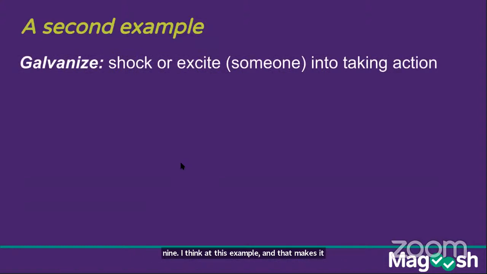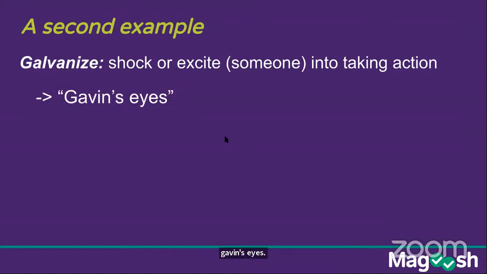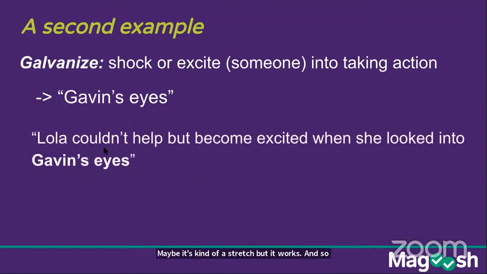Now, how about another example? Galvanize, which means to shock or excite someone into taking action. We also do this to metals to make them more rust resistant. Again, words are cool, everyone. But it kind of sounds like Gavin's eyes. Maybe. It's kind of a stretch, but it works. And so maybe my example sentence is, Lola couldn't help but become excited when she looked into Gavin's eyes.